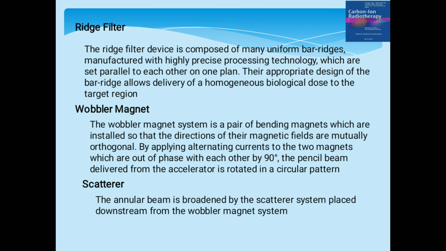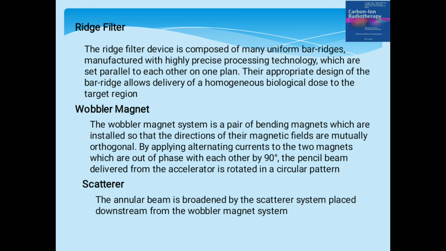Wobbler magnet. The wobbler magnet system is a pair of bending magnets which are installed so that the directions of their magnetic fields are mutually orthogonal. By applying alternating current to the two magnets, which are out of phase with each other by 90 degrees, the pencil beam delivered from the accelerator is rotated in a circular path.